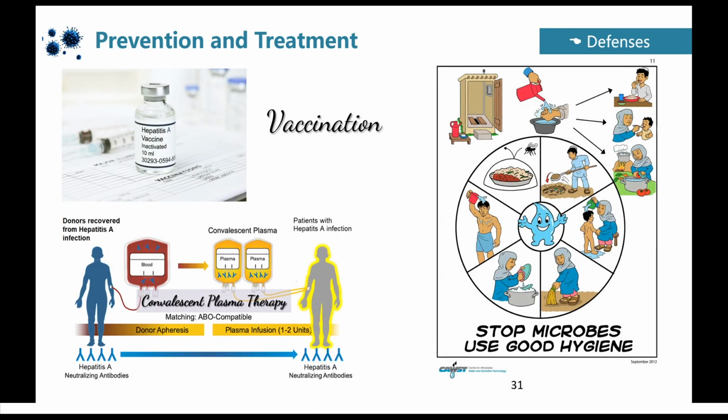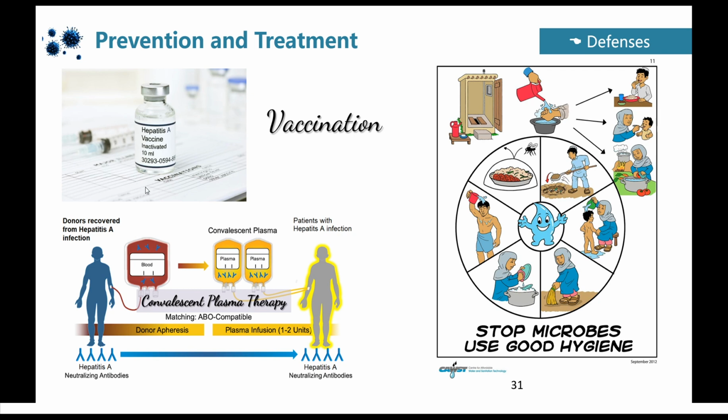So, what are the prevention and treatment regimen for hepatitis A? There is an available vaccine for hepatitis A, and this is given in endemic areas. Yun. So, areas with higher risk for acquiring hepatitis A. Pwede ding convalescent plasma therapy. Ano yung convalescent plasma therapy?